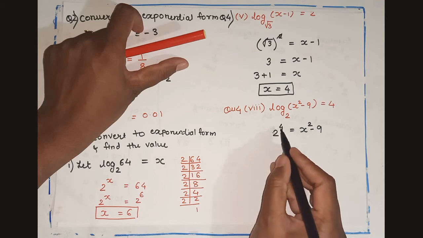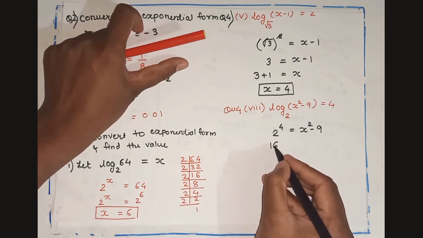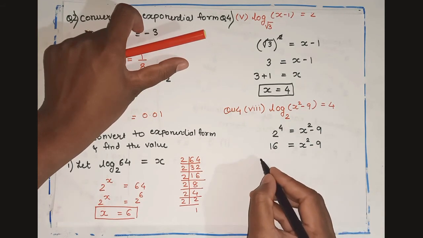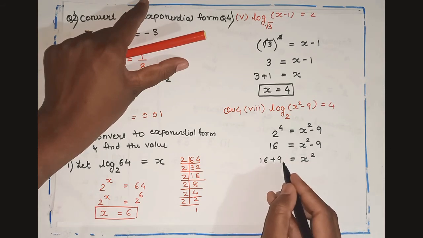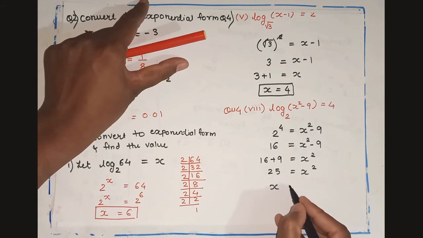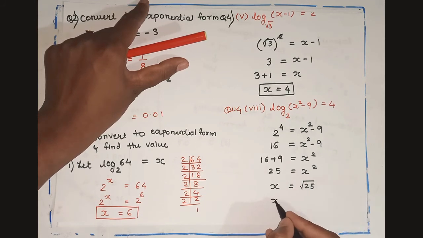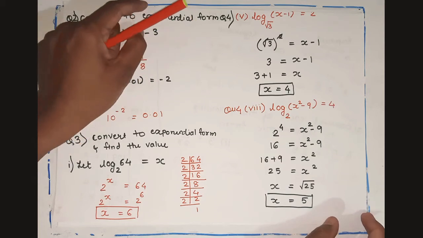Okay, now 2 to the power 4 means 2 is multiplied 4 times. 2 2s are 4, 4 2s are 8, 8 2s are 16. So 2 to the power 4 means 16 equals x square minus 9. 9 shifted here, so 16 plus 9 equals x square, means 25 equals x square. So x equals what? x equals under root 25, means x equals 5, which is your answer. Clear? Then let's move ahead.